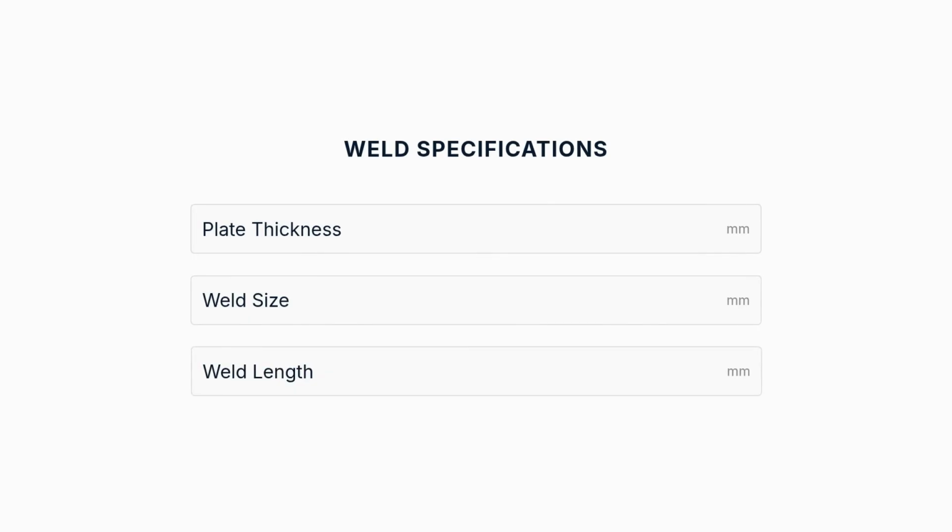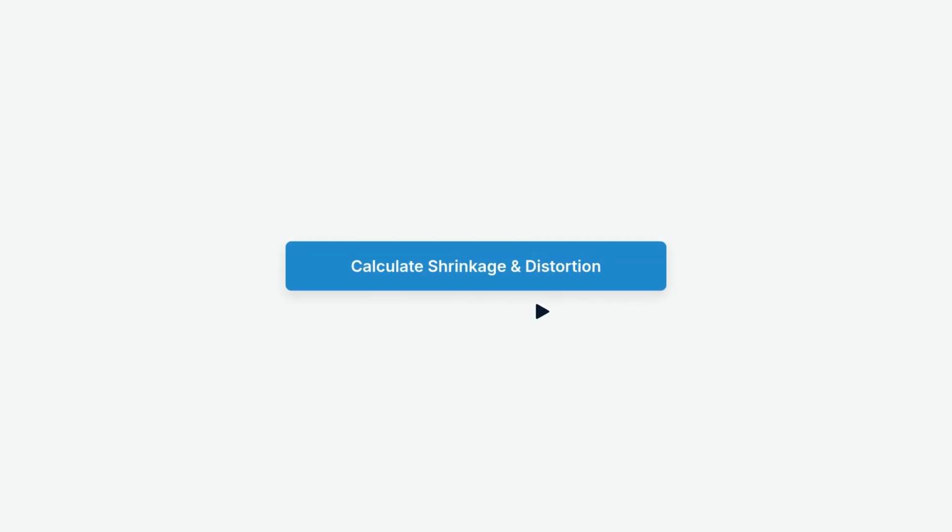For our example, I'll input 10 millimeters for plate thickness, 10 millimeters for weld size, and 10 millimeters for weld length. After clicking Calculate Shrinkage and Distortion, we get 3 critical results.